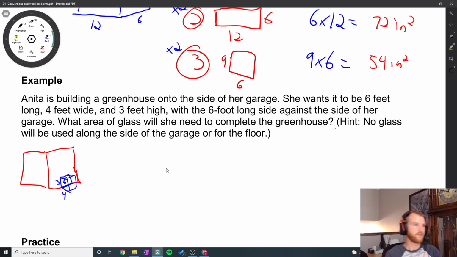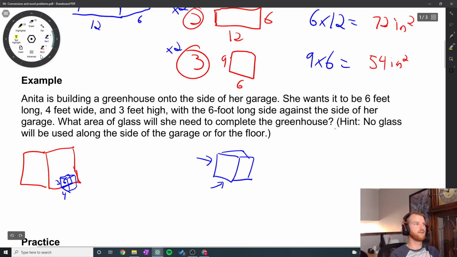Why is this important? Okay, it says, what area of glass will she need to complete the greenhouse? And no glass will be used along the side of the garage or for the floor. So what we have here then is, let's draw our greenhouse again. Okay, there's our greenhouse. We do not care about the bottom, and we do not care about the back side here. Okay, so the side that's against the garage is not going to have glass. The bottom is not going to have glass, but these other sides will.